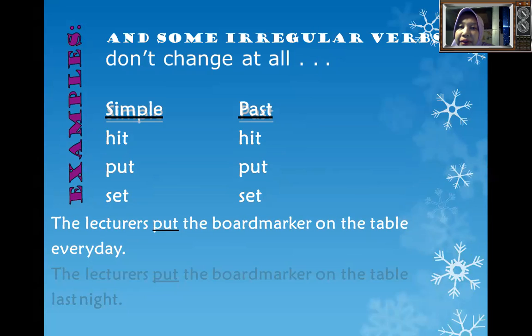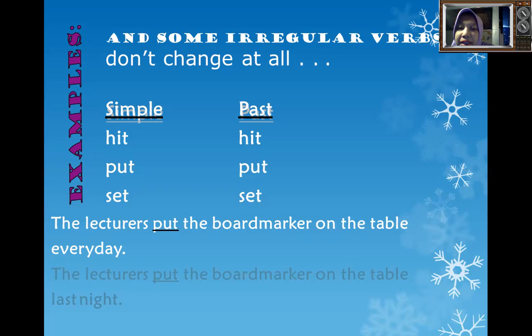And some irregular verbs don't change at all. Examples, hit becomes hit, put becomes put, set becomes set. It makes it easy to memorize: hit, put, cut, set. So those verbs are irregular verbs.